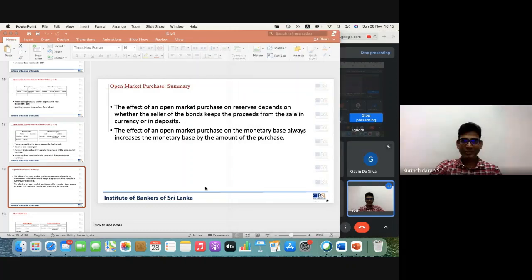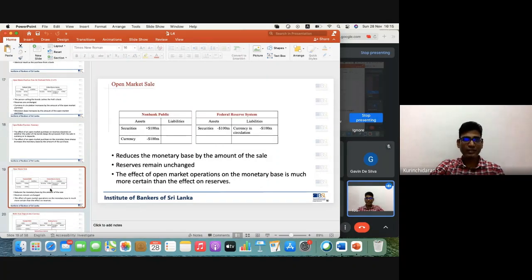No question? Okay, if there's no questions, then I can look into the sale as well. It's the other way around, right? So open market sale, if central bank wants to reduce the monetary base, that means they can sell the securities, right? So they can sell the securities and get the money back.